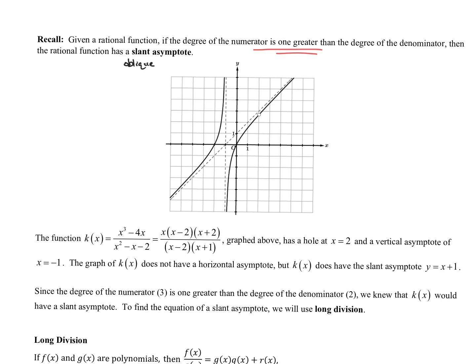Oblique. Oblique asymptote. I like to call it slant asymptote. However, some textbooks call it oblique, but I usually call it slant. All right. Keep going.